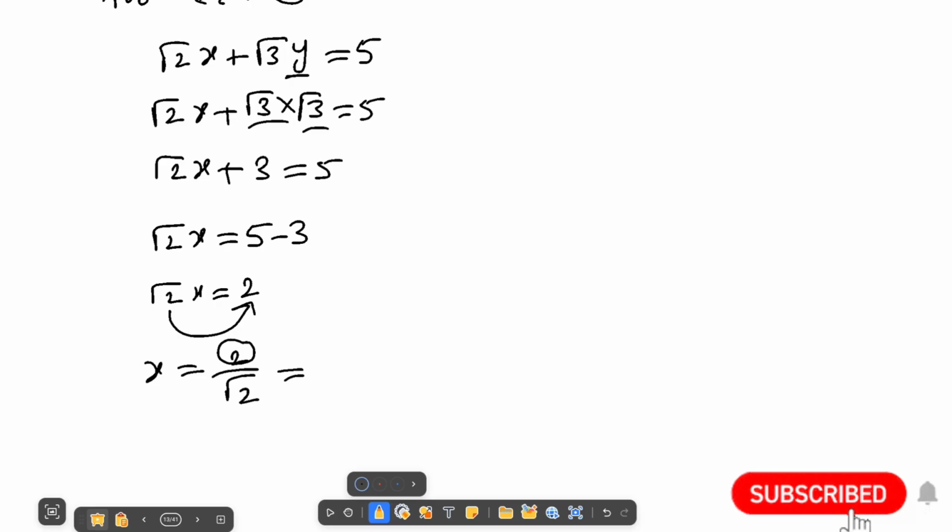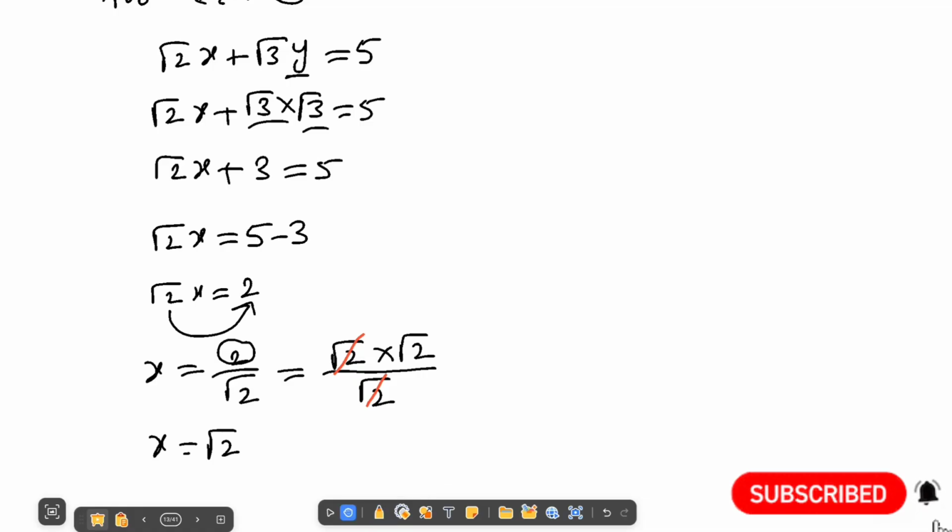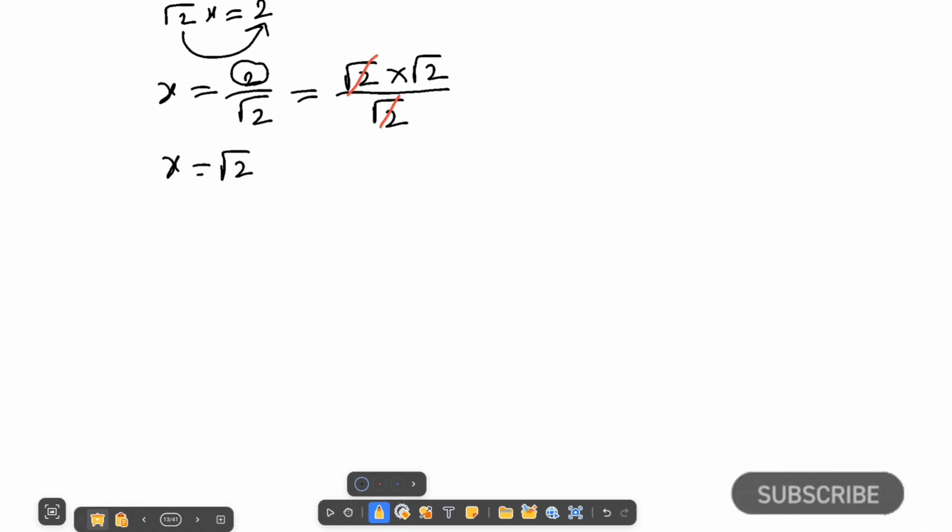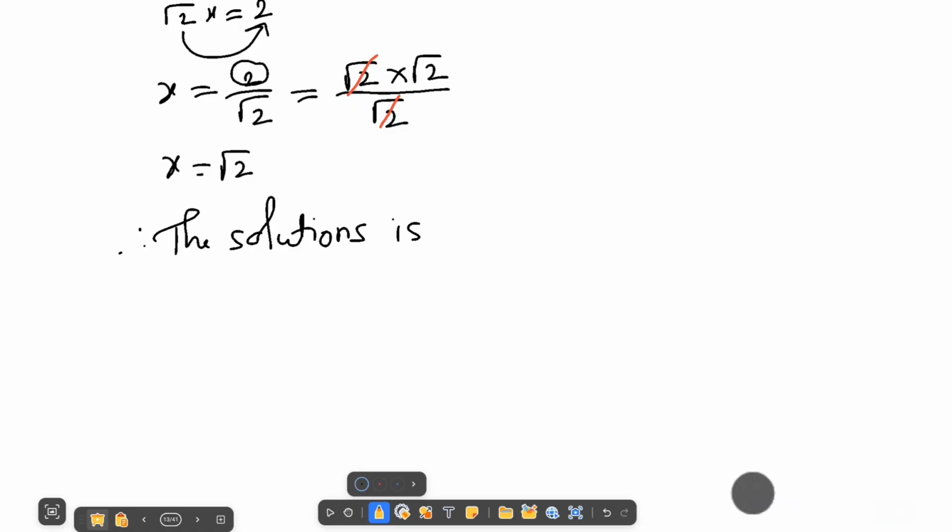Again, this 2 can be written as root 2 into root 2 by root 2. So here root 2 cancels. So now we'll get what? x is equal to root 2. So now what is the solution? x is root 2 and y is root 3. So therefore the solution for the given equations, root 2 comma root 3, x comma y. So this is the solution.